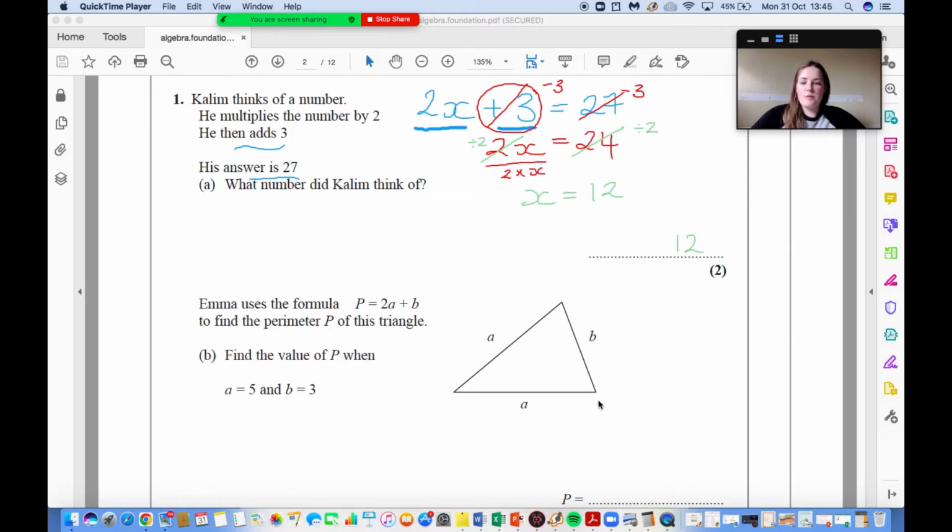Alright, so what about this next question then? It looks a little bit tricky, but if you've already had a go, that's great. But if not, pause the video and have a go, and then we'll go through it.